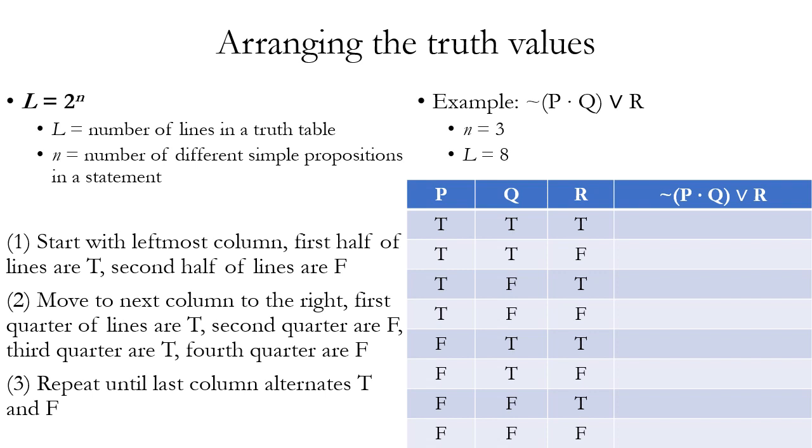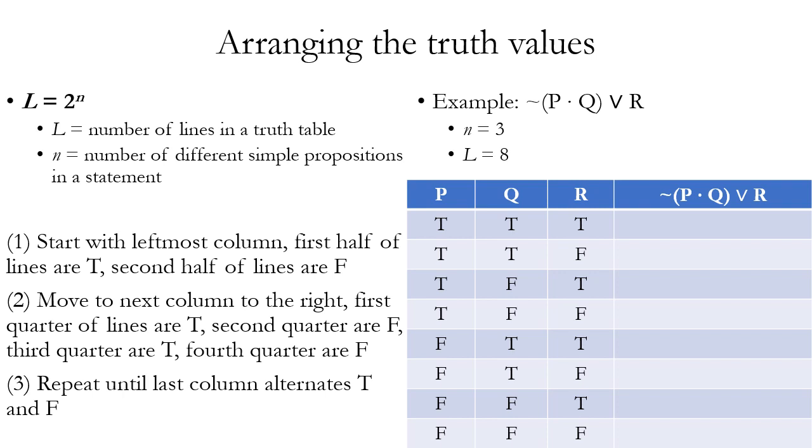We repeat this process: each time we go to the right, we divide by 2 the number of times T, or true, repeats before switching to F, or false. And then our rightmost column should alternate T and F all the way down, which is what we see here. And you can follow these rules to complete the assignment of truth values in the truth table, even if you have 4 or more simple propositions.